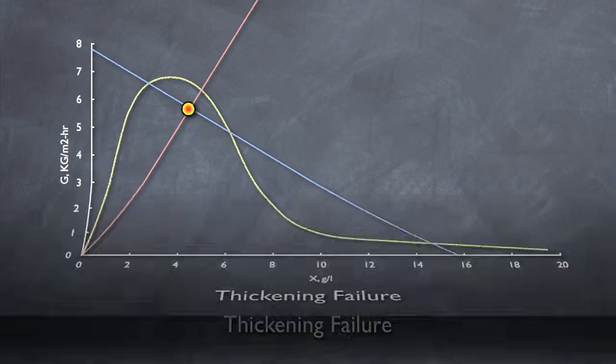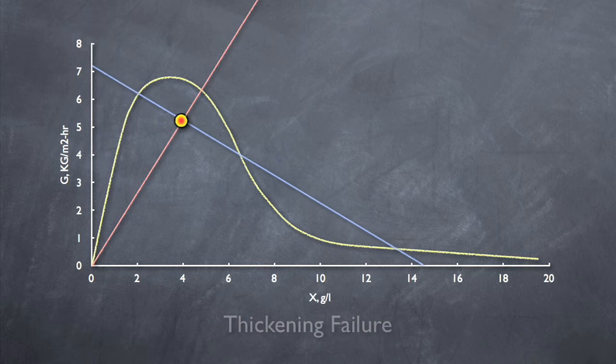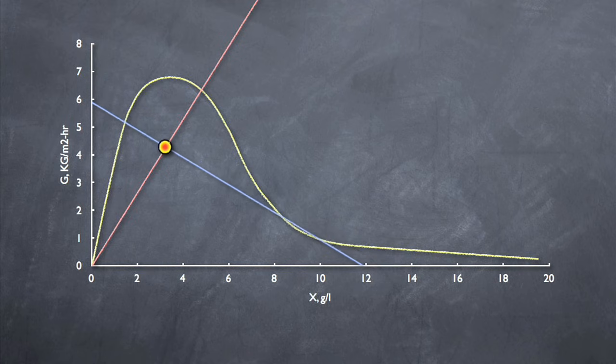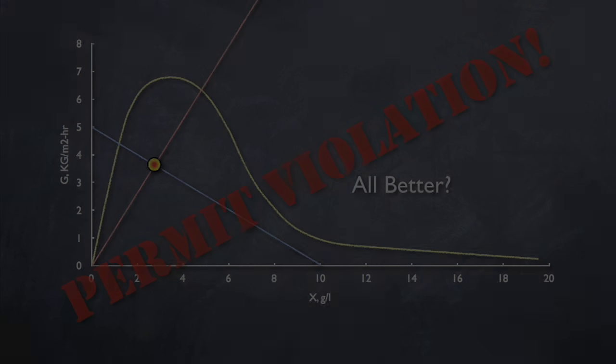So if either of these scenarios should occur, and you were to fail in thickening or clarification, there is some good news. The system will eventually fix itself. How? Well, if solids are passing over the weir, the concentration of the system will decrease. And as we've already covered, a lower mixed liquor concentration will move the underflow line back towards the origin and eventually under the settling curve. The bad news is, if this happens, you probably just violated your permit. So the goal is to avoid either type of failure.